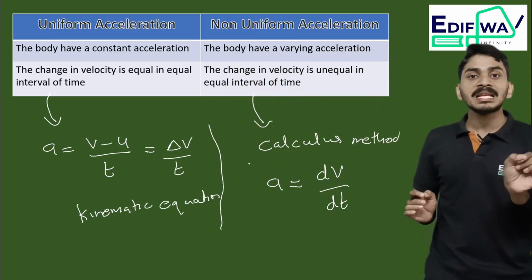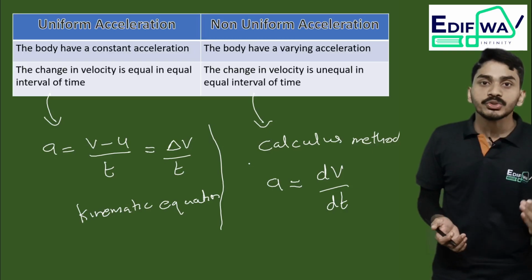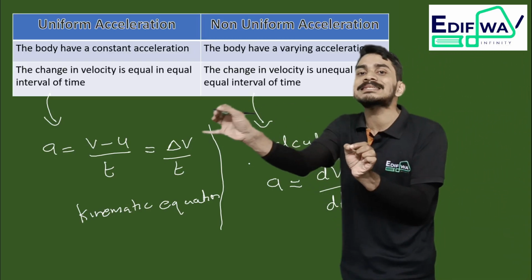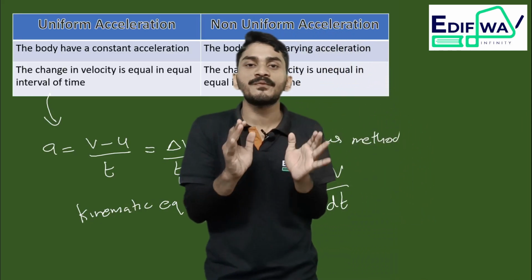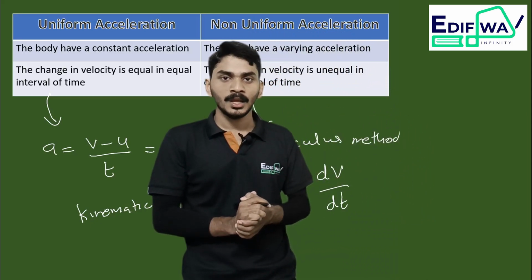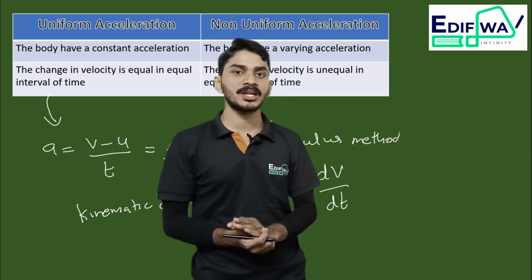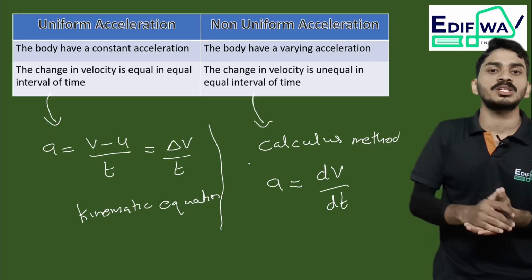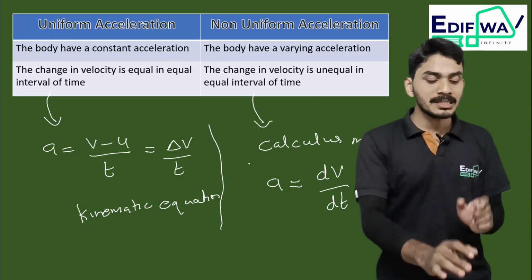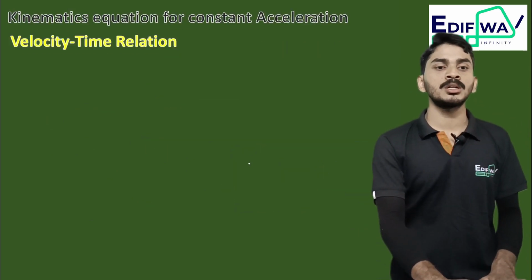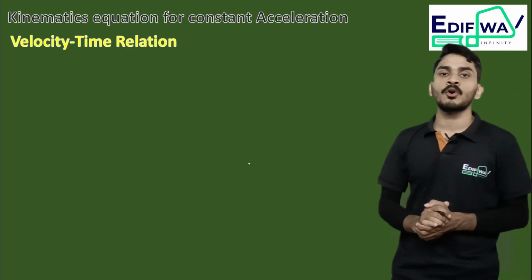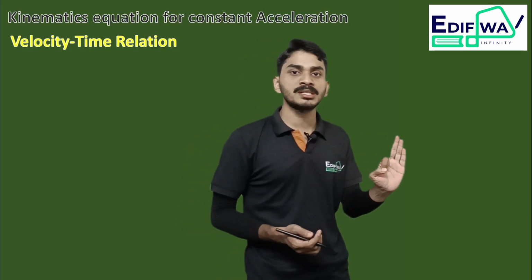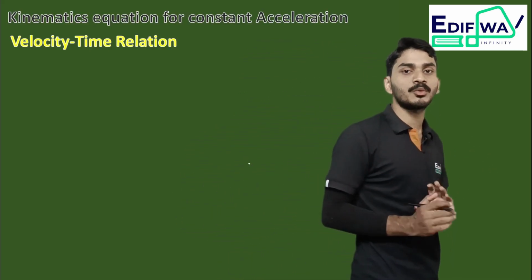Kinematics equations are used for the case where the body has a constant acceleration or a uniform acceleration. If the body has a non-uniform acceleration, then you have to apply the calculus method. I will be teaching you what the calculus method is later. Clear? So in this lecture, next we are going to learn the kinematics equations for constant acceleration. Basically there are three equations, and we are going to derive those three equations.